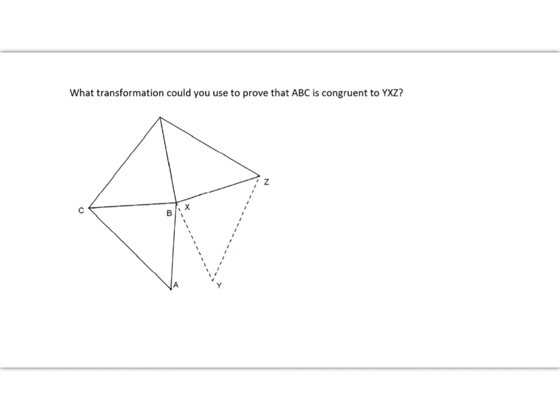Okay, now the final thing that we're going to talk about here is what transformations could you use to prove that ABC is congruent to YXZ, which means how do we map it onto itself? So I guess one of the things I could do is rotate about this point over here so that my new figure would be somewhere like here. And then I could reflect.